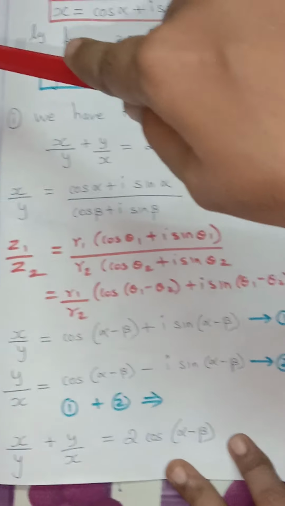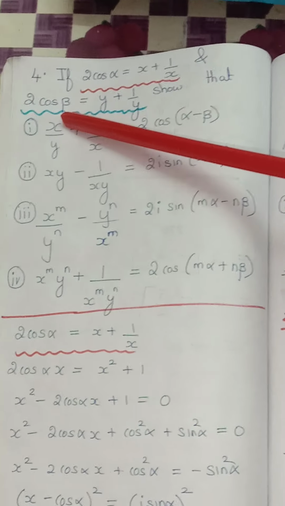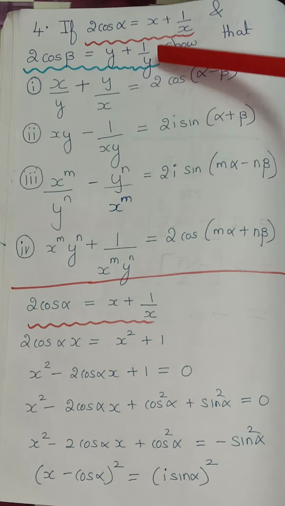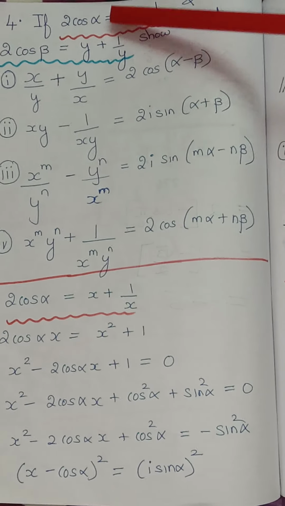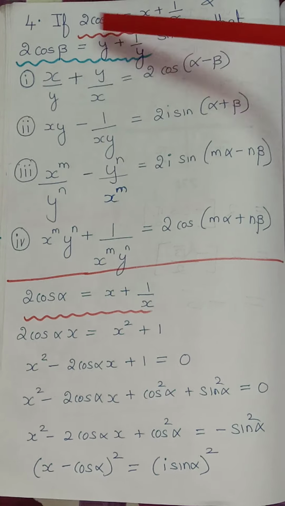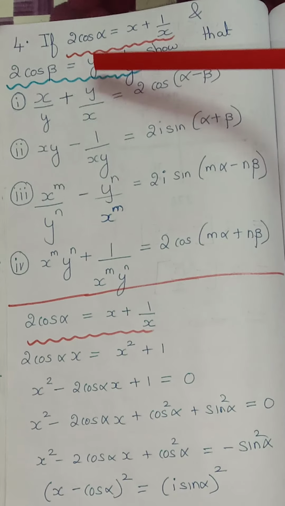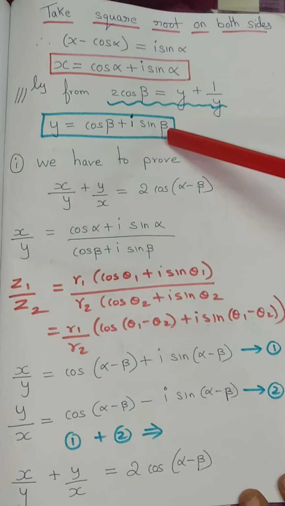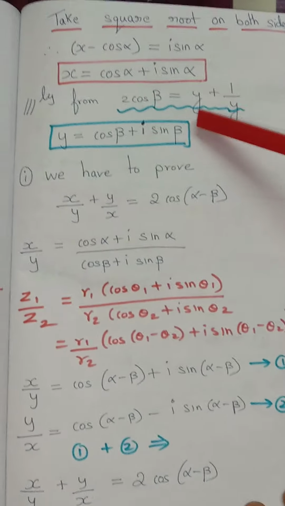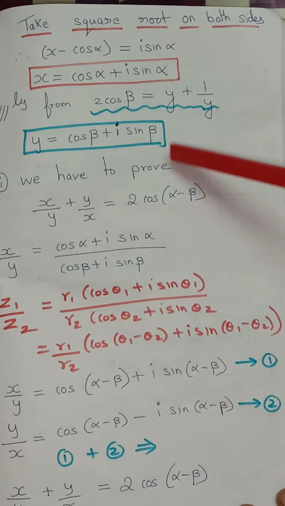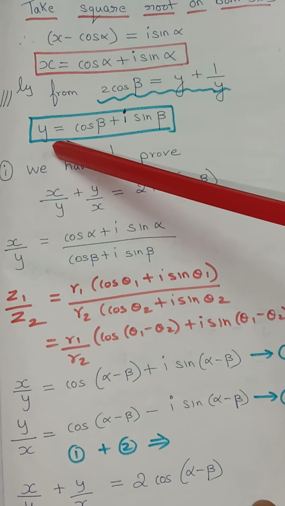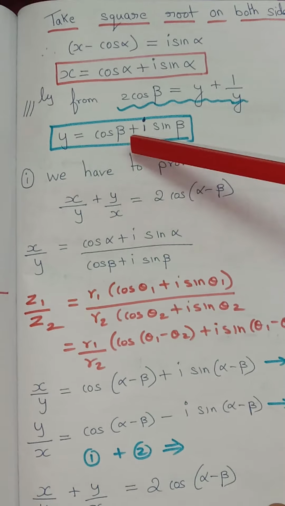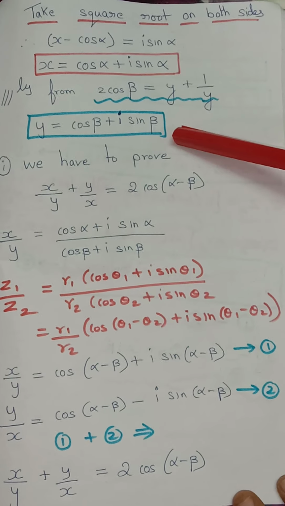Now see the second condition given in the question: 2 cos beta is equal to y plus 1 by y. It is similar to the first condition. Instead of alpha, we have beta, and instead of x, we have y. So using this condition, I can easily write the answer for y in the same manner as the first condition, so I need not repeat those steps. Where x is there, let me put y, and where alpha is there, let me put beta. So y is equal to cos beta plus i sin beta.